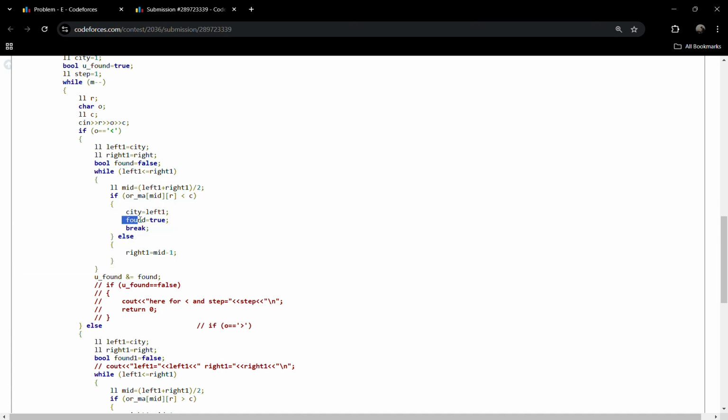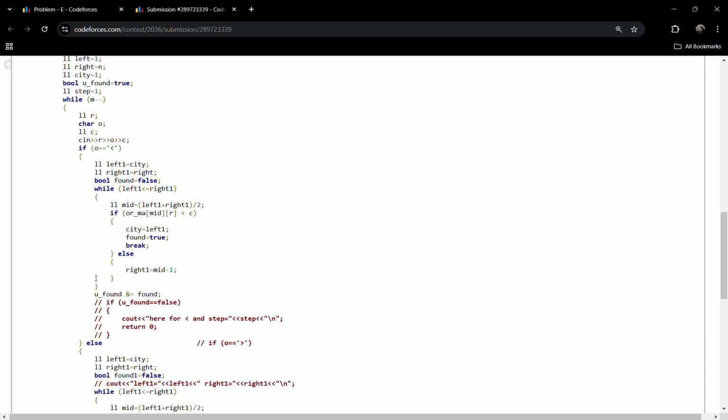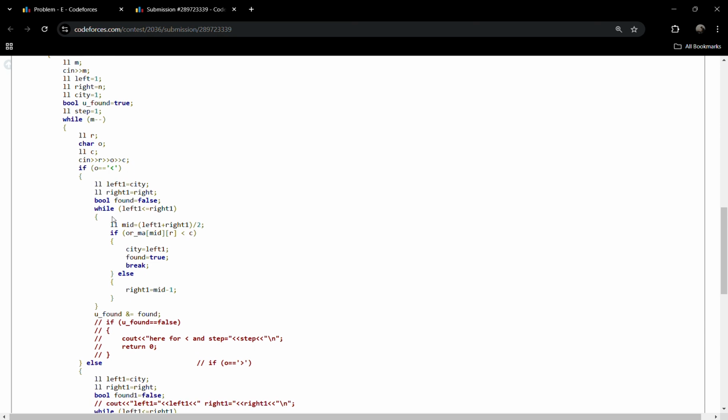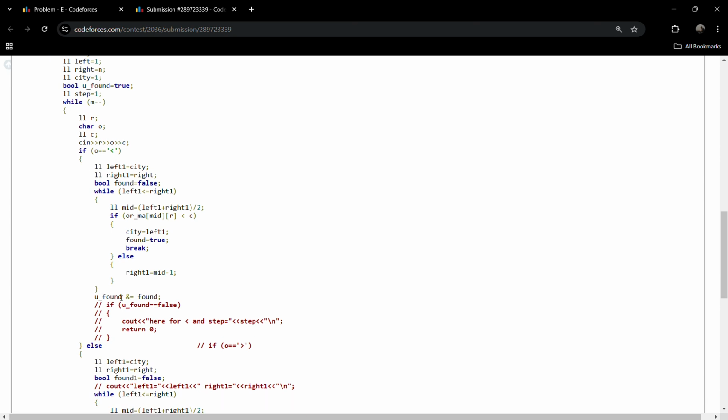And if we find any country which satisfies our condition, then we are making one universal bool which is true. And while processing each statement of the query, I'm updating this universal bool as well, universal found is equal to found. And if in any case our found is false, meaning it didn't go in this if statement, then we know that we will not be able to find any country which satisfies all of the constraints. So universal found will be false.